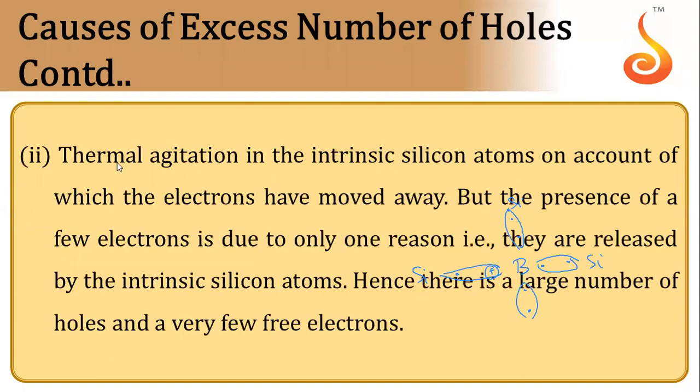Next, when some heat is provided or thermal agitation is there, so let's say because of that heat, this electron breaks the bond, it comes out, so a hole will be created. Now at this moment, the total number of holes will be 2, but the total number of electrons which are free to move will be 1. So again, we can say that there will be a large number of holes and very few free electrons.